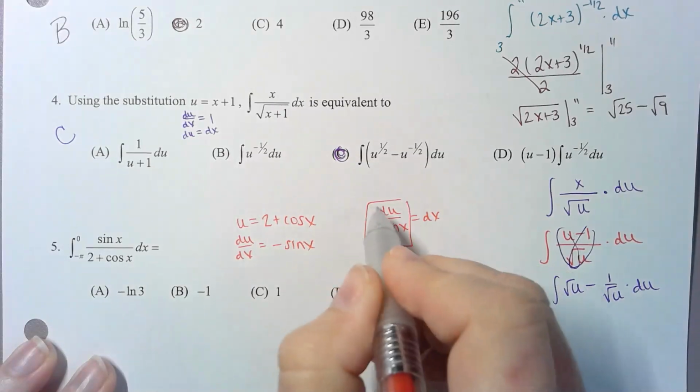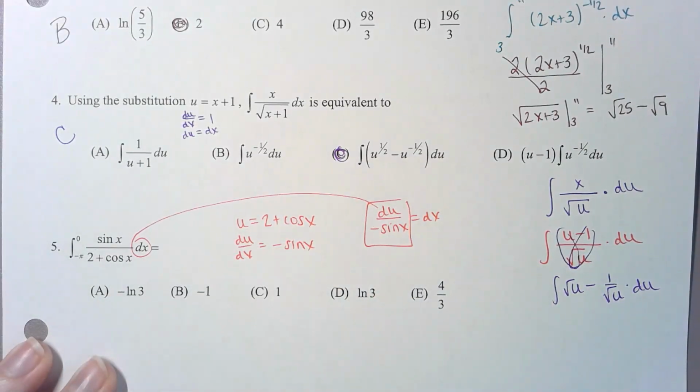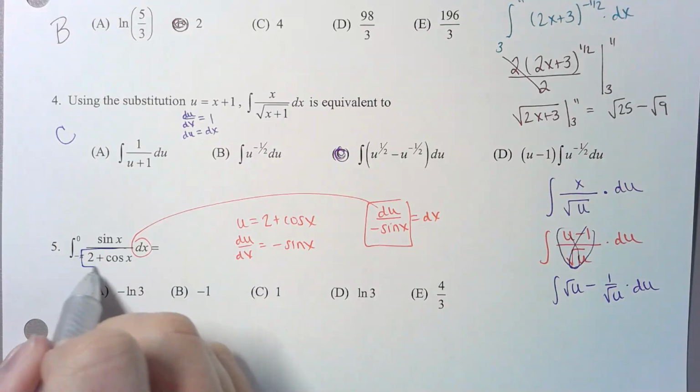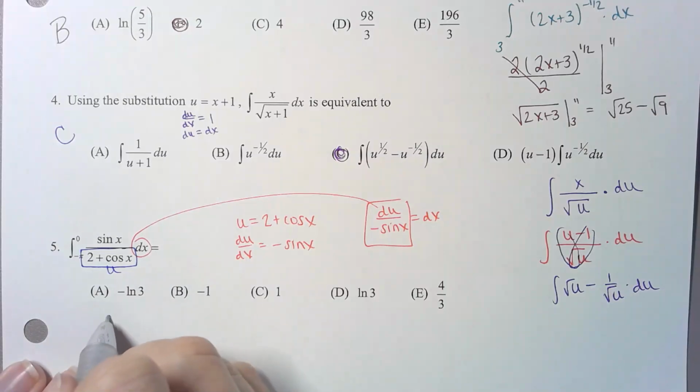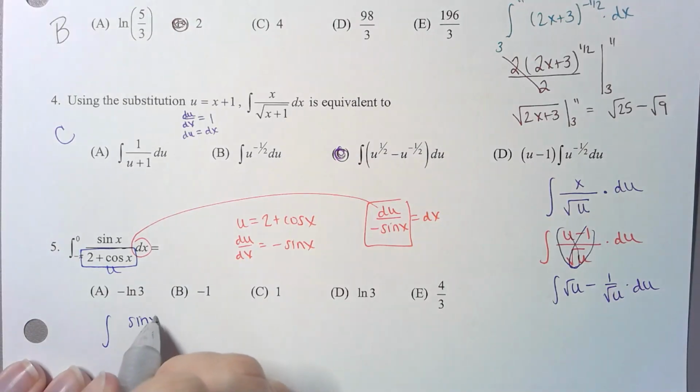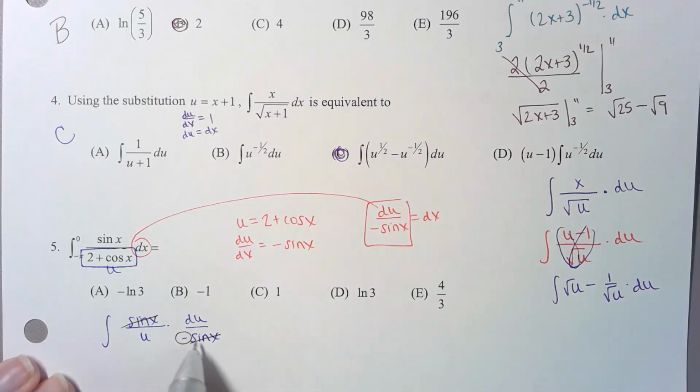This right here is going to go in for this. This right here we're going to call u. We're going to leave our bounds off. Come back to those in a minute. But this is exactly what we wanted to have happen, isn't it? We wanted the sine x on top and bottom to go away. So I am left with a negative 1 over u du.